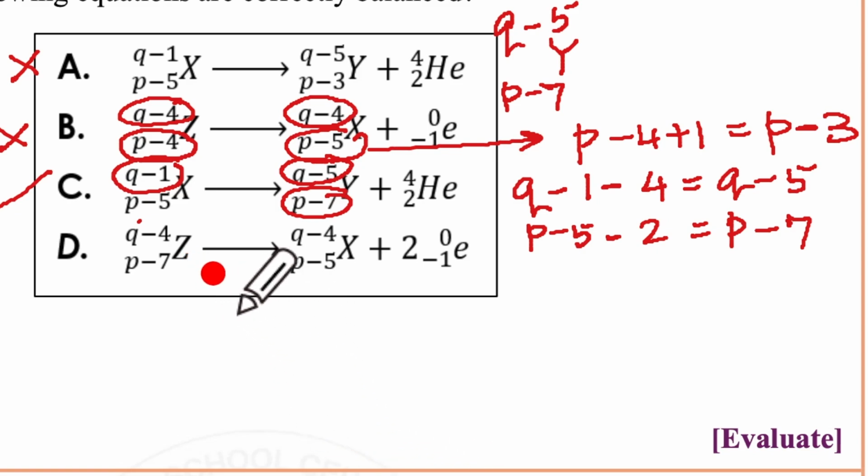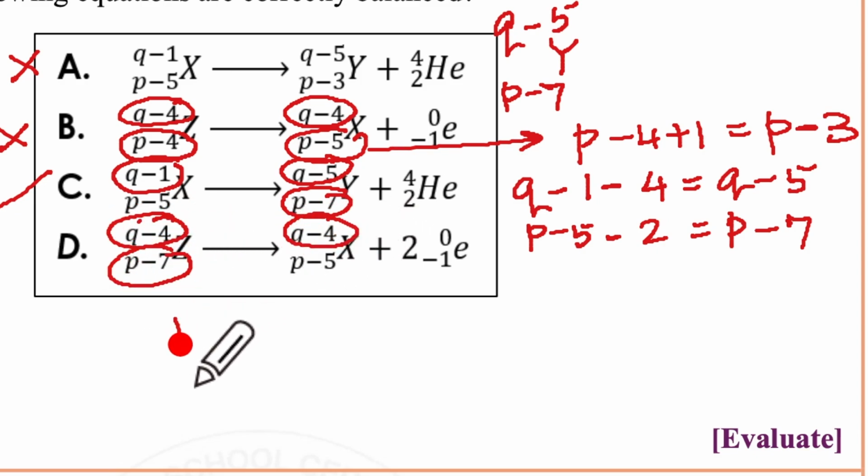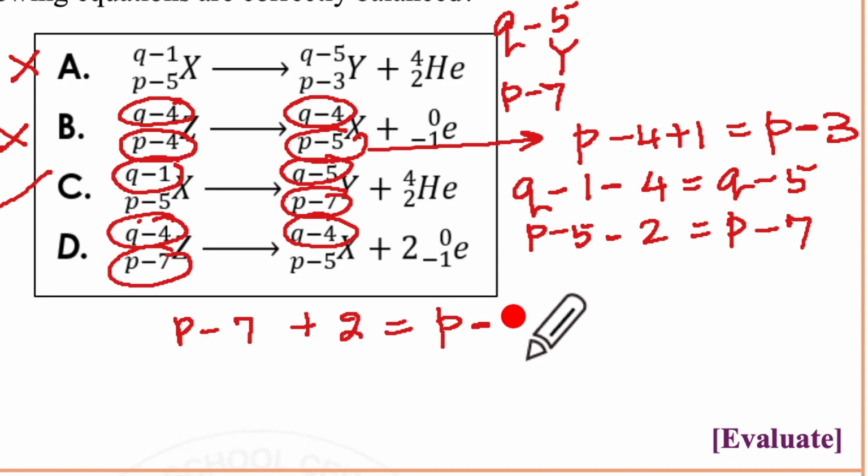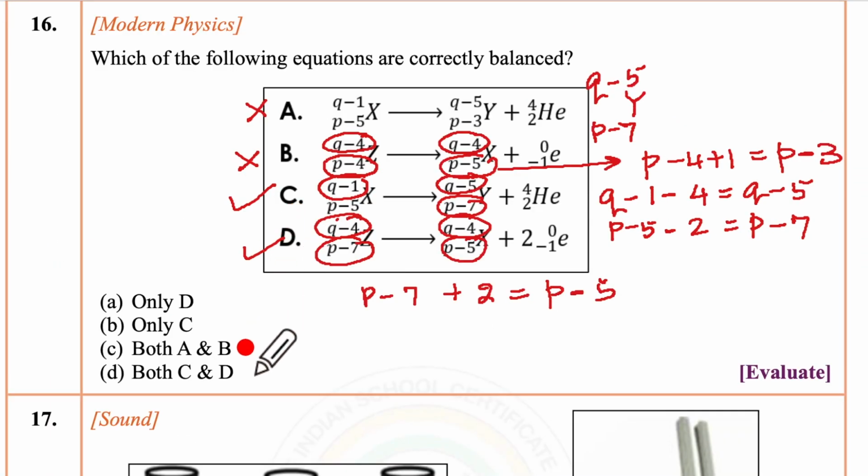Let us look at this. This is 2 beta particles. So the mass number remains the same, and this p minus 7 should have 2 more added, that means it should be p minus 5. So this also is correct. So C and D, both C and D are the correct options.